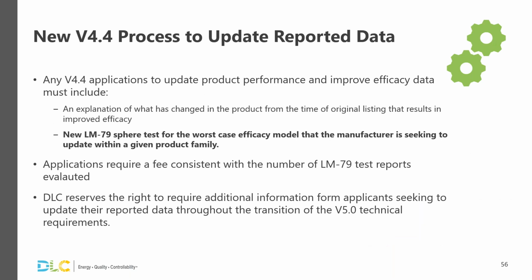We also have a new process for updating 4.4 listed products' reported data. Due to the release of the V5 auto update process, we are reviewing update applications and changes to reported data with a little more scrutiny. To update your product performance to an improved efficacy value, manufacturers will need to submit an explanation of what has changed in the product to gain that improved efficacy, and a new LM79 sphere test for the worst case efficacy models.